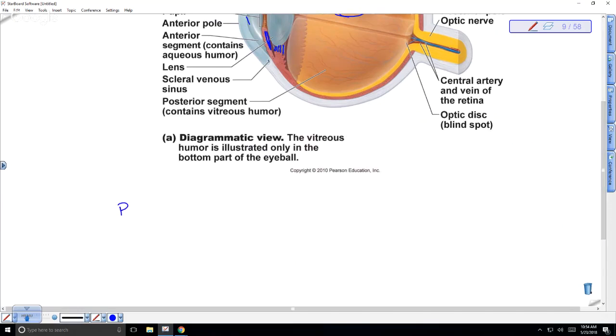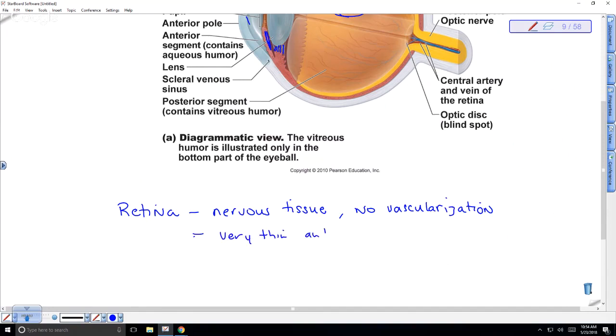So the third layer is the retina. And this is nervous tissue. There is no vascularization, so it gets its nutrients from the choroid. So it is not vascularized. It is also very thin and not well attached to the choroid.